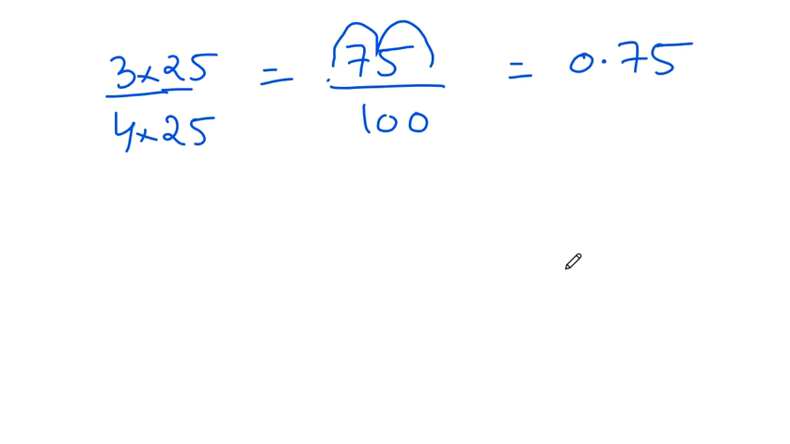Now sometimes you might get a number where you may not be able to convert the denominator into a multiple of 10. For example, 2 upon 3. You cannot convert 3 into a multiple of 10 by multiplying by any number. So you can use the first method itself. I think that is easier.